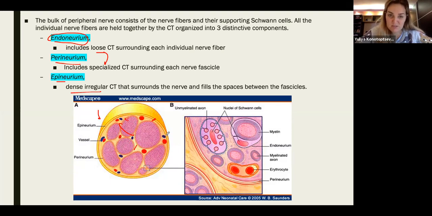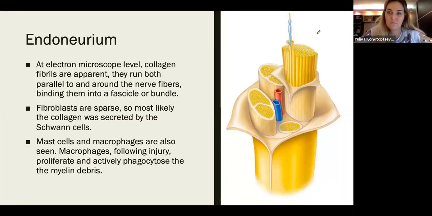Epineurium is the one that possesses blood vessels and adipocytes, surprisingly. So you will see that fat is also present on the nerve. This is what we have talked about, right? These are the individual axons. You can see that they're surrounded by the endoneurium, just loose connective tissue, nothing interesting. Fibroblasts are sparse. This loose connective tissue was secreted by the Schwann cell itself. Endoneurium was created by the Schwann cell itself. It's a loose connective tissue, which was created by a Schwann cell.